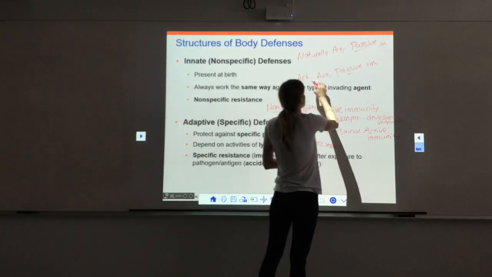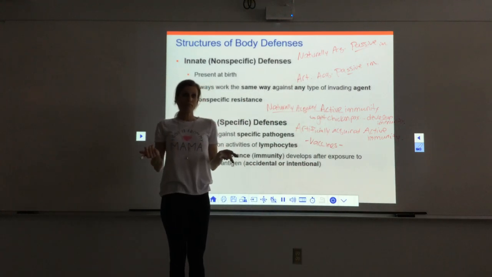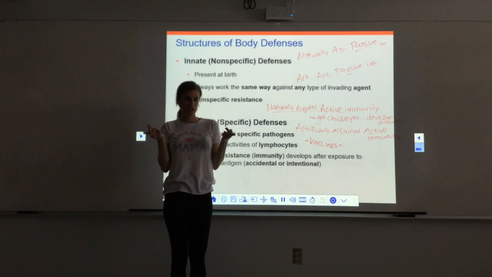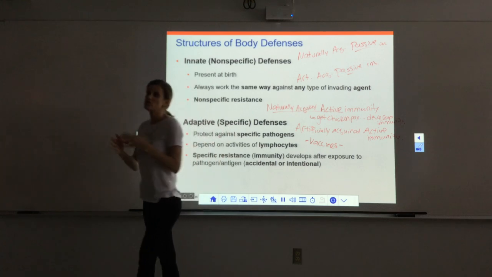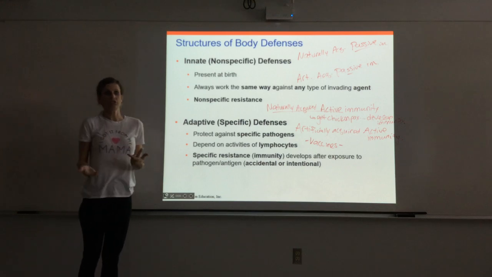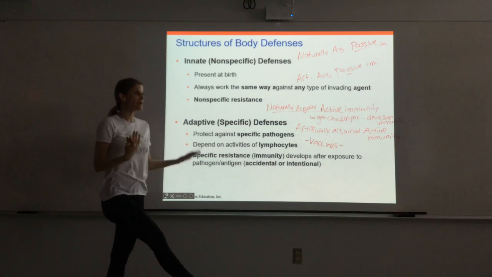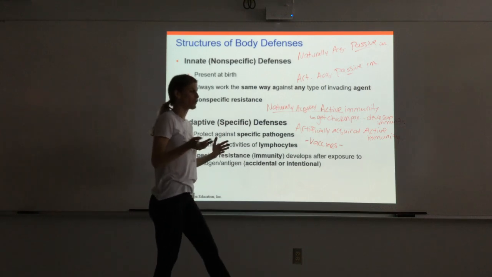Artificially acquired passive immunity, we can inject antibodies. Remember we talked about RhoGAM? Those antibodies get rid of the Rh antigen. We can inject antibodies directly into people. That's obviously artificially acquired. That is something that's made in a lab that we're then given to someone. And it's passive because their immune system is not doing any work whatsoever.